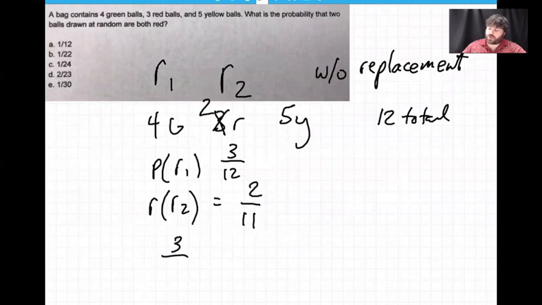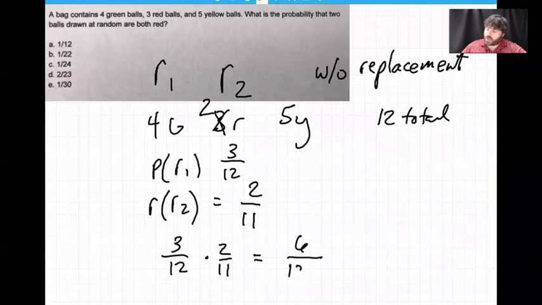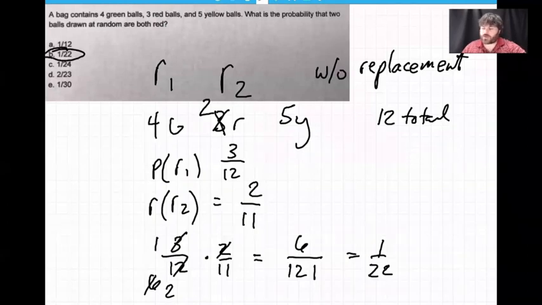Remember, these both can happen at the same time. So I multiply them together. Also, I'm doing a red and a red, and "and" means multiply. So I get 6 over 121. Let's see, this reduces to 1 over 22. So our answer choice is B, 1 over 22.